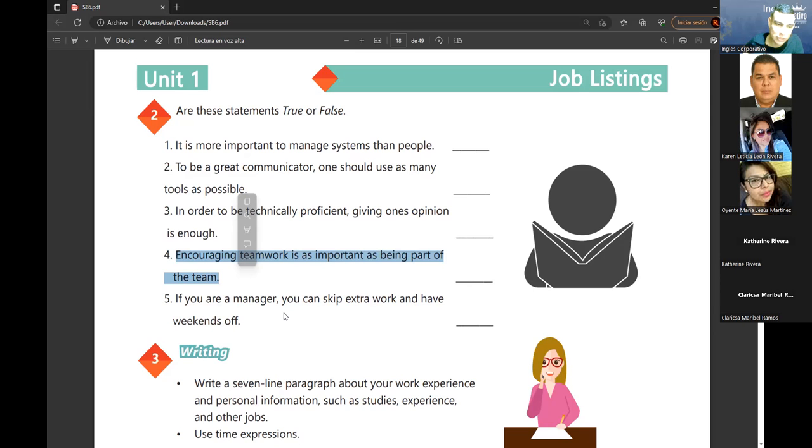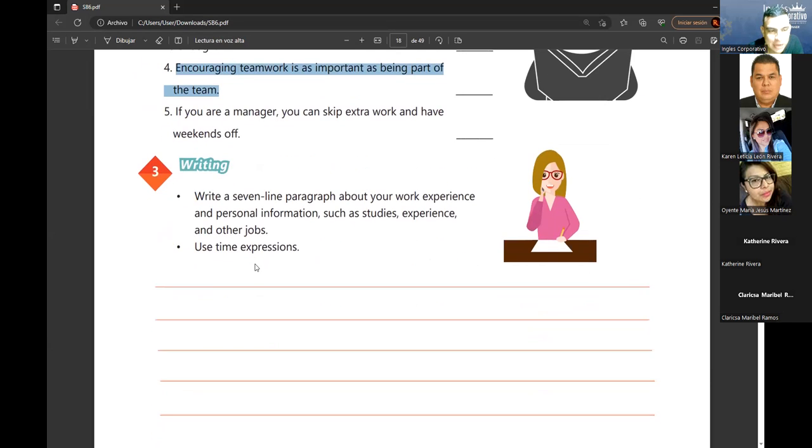Okay, and last one. If you are a manager, you can skip extra work and have weekends off. False, false, false, right? It says that the manager has to work next to the team. Good. All right. Well, now, vamos al ejercicio 3.